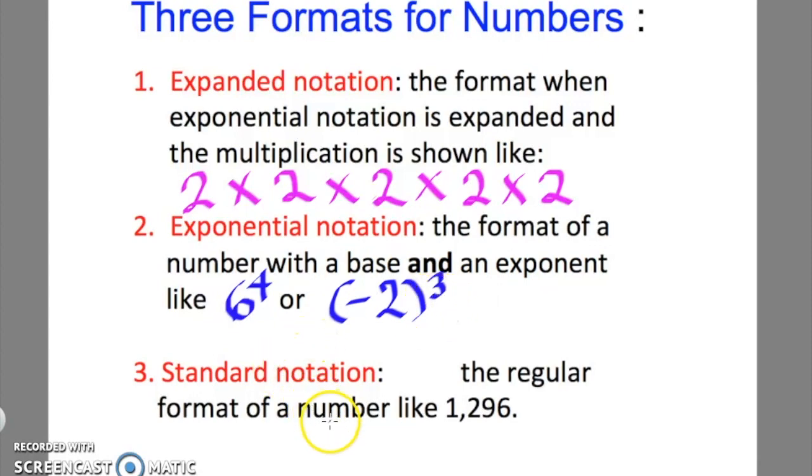The next one is standard notation. Standard notation is when we use an exponential notation, just like the one above, to express a regular number. So I am just going to use the same number that I have above, 6 to the 4th power. So here's my exponential notation, and this is how we express it as a regular number: 1296. Hope that makes sense.